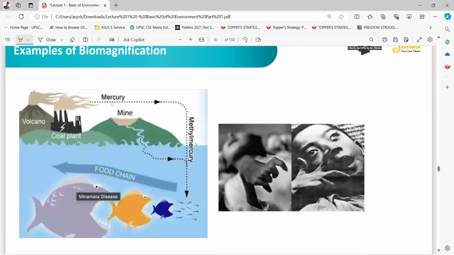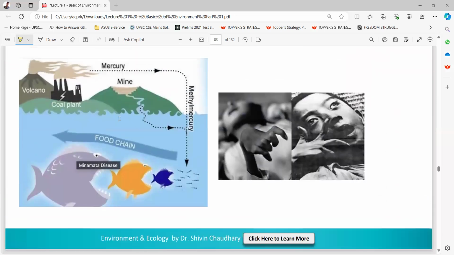Okay. Examples of biomagnification: food chain, Minamata disease, methyl mercury. Okay, volcano and coal plants result in the emission of mercury, and mining too. Okay, it turned into methyl mercury, dissolved in the food chain and caused Minamata disease.